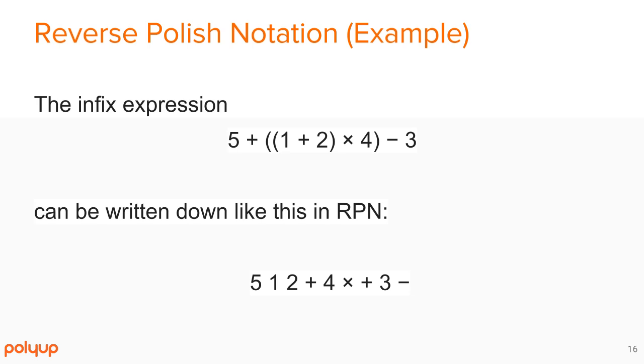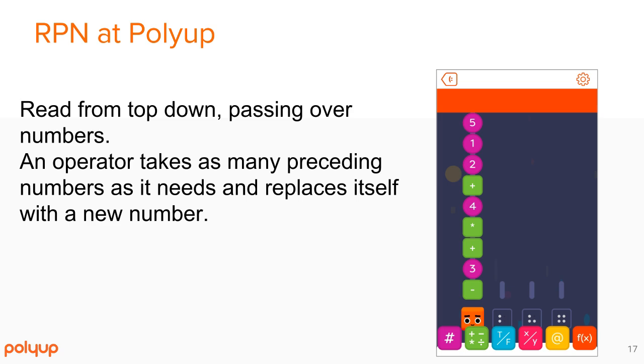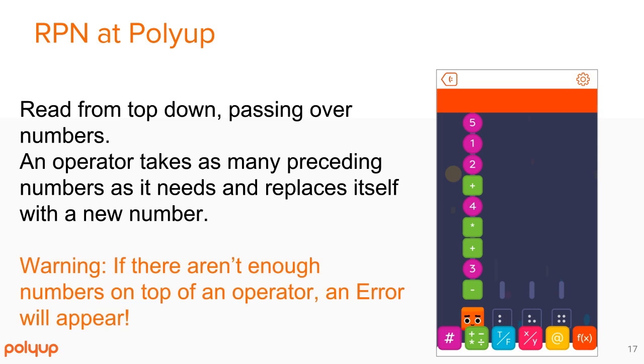Reading from left to right, you add 1 and 2, multiply the result by 4, and add the multiplication's result to 5, and subtract 3 from the result of the addition. Note that you never need parentheses in RPN, since there's no ambiguity as to what values an operator should operate on. In Polyup, this expression looks the same, only read from top to bottom instead of left to right. The program will pass over any numbers and apply each operator to the numbers immediately preceding it, replacing the operator with its result. Watch out though, operators without enough arguments will produce an error.